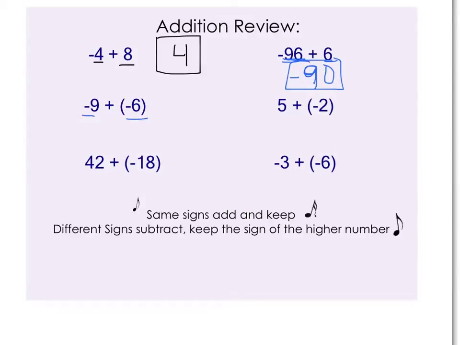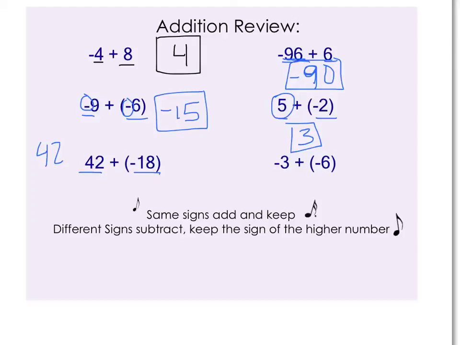Here, these are the same signs, add and keep. So we're going to add them and keep the sign. They're both negative, so we keep it negative. The next one, different sign subtract. So I'm going to subtract these two numbers. Keep the sign of the higher number. This one's higher and it's positive. Then you'll be exact. All right, we've got another one, different sign subtract.